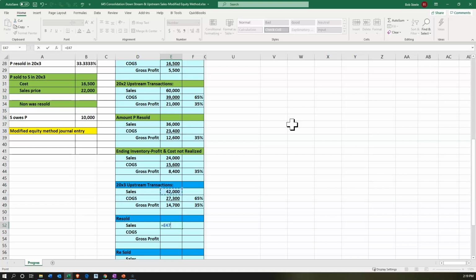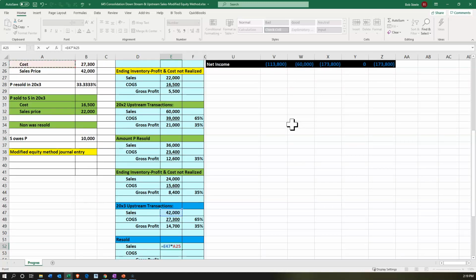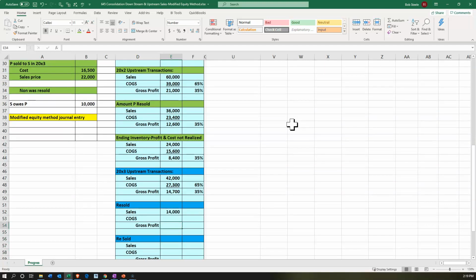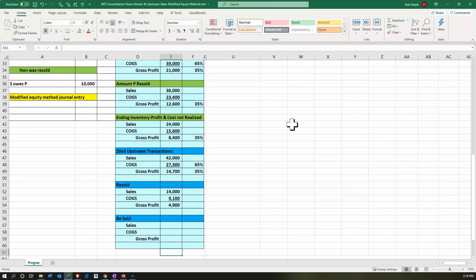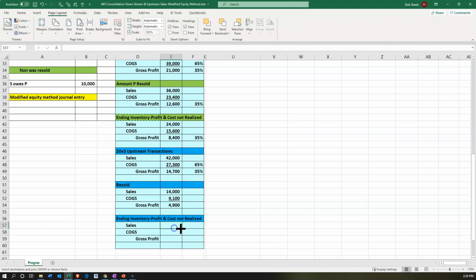The amount that is resold, how much of that was resold? They're giving it to us in percentages now. We're going to say of the 42,000, they resold 33.333%, or basically, 1/3. And then the cost of goods sold percent is going to be that times that 65, or 1 minus 35, if you want to think about it that way. Subtracting this out, that gives us our gross profit for the resale of the 4.9, which means that this should be the ending inventory area here.